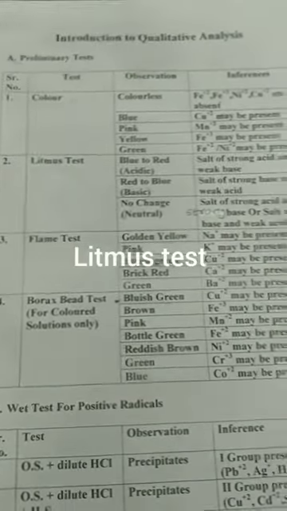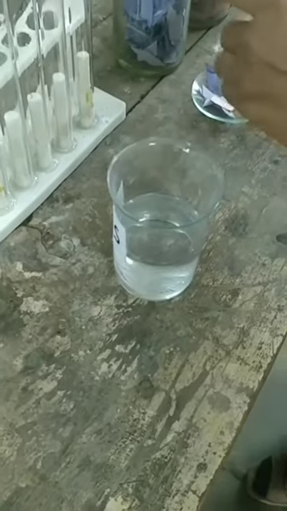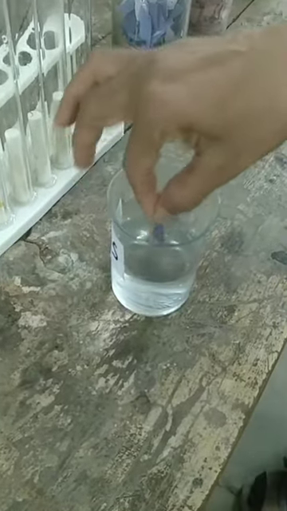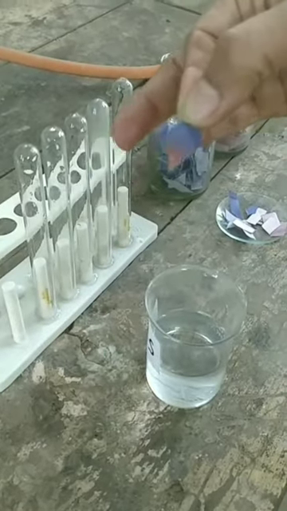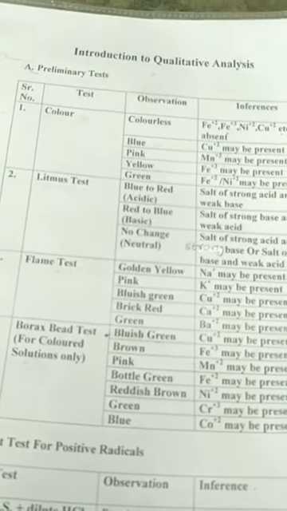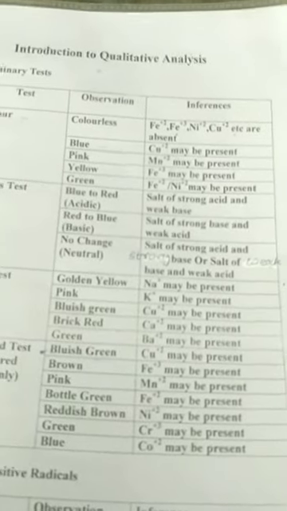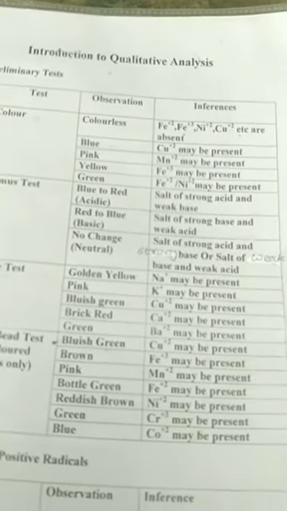Do the litmus test. First we will do the blue litmus test. You can clearly see that blue litmus is changing to red. That means the solution is acidic. As blue litmus is changing to red, in the inference we will write salt of strong acid and weak base.